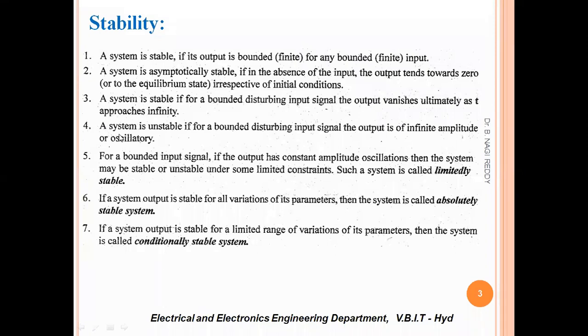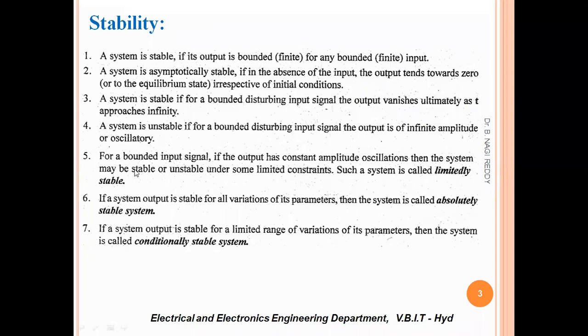And the next definition: when the system is unstable for the given bounded input signal, then the response of the output is oscillatory. The sinusoidal shape is the best example for an oscillatory condition. In the next class, you will see the waveform for the oscillatory condition, then you will clearly understand. So if the system is unstable, then the output response must be oscillatory, at least. This is another definition.